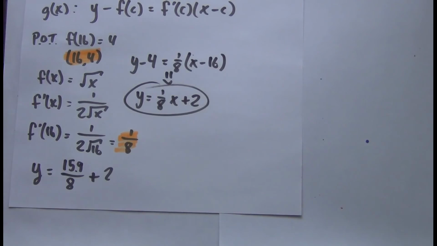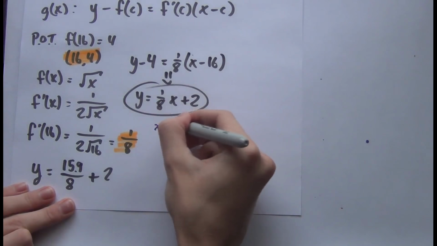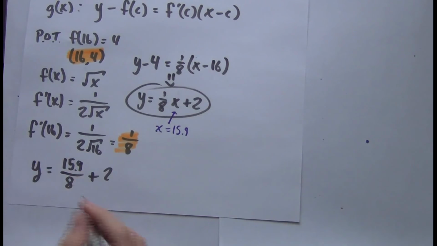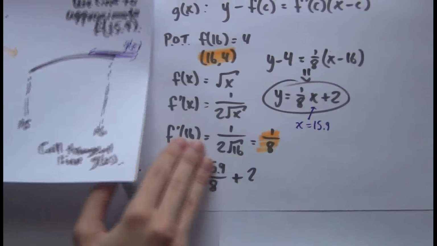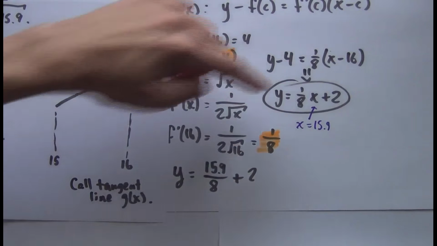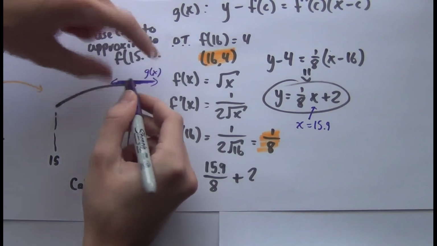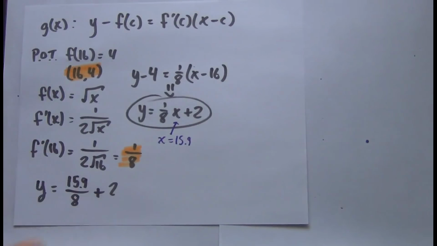Then I'm going to use 15.9 to approximate. So if x is 15.9 and I plug that in, then I get 15.9 divided by 8 plus 2. Whatever that equals would technically be an approximate value for this function. So this tangent line g of x, I showed that to be 1/8 x plus 2. That's the equation of this line. And if I plug in 15.9, I get a value that would approximate that function. Okay, so that's using tangent lines.